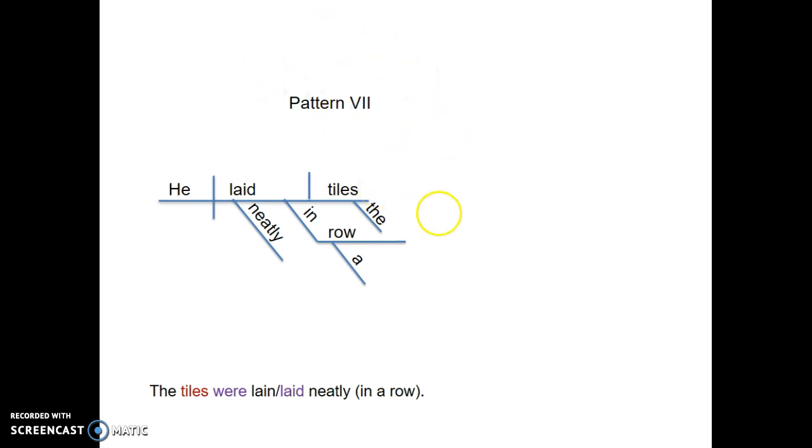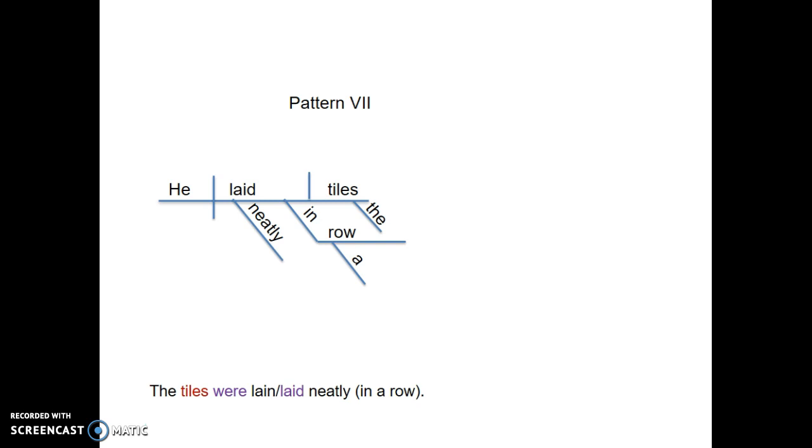Neatly is telling us how, so that's obviously an adverb. In a row is another thing that's telling us how or maybe where. And then we have our definite article with tiles. So subject, transitive verb, direct object makes that a pattern 7 sentence. And that's it.